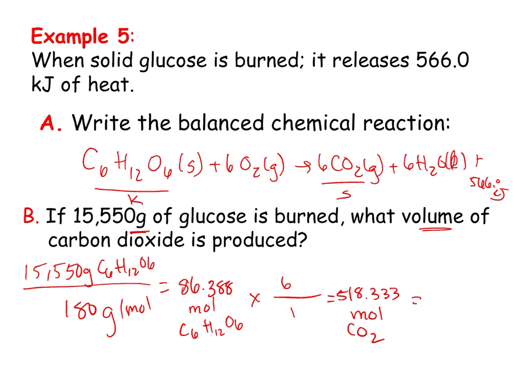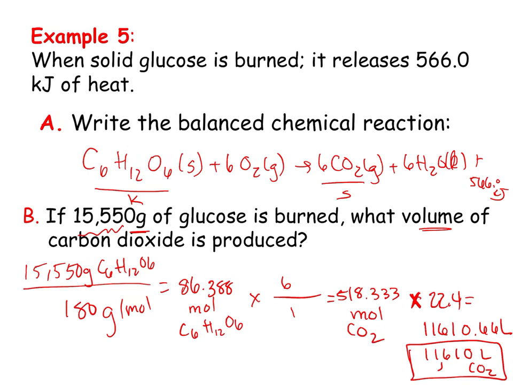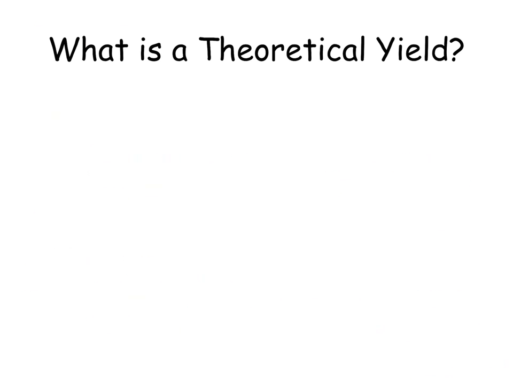Now I need to go to volume, so I'm going to multiply by the molar volume. And so I would get 11610.6 repeating. And that would be liters. That's a lot. So let's figure out sig figs. Because I've got 4 sig figs, 11610, and that's it. Liters of CO2. So with a mixed problem, you just get there. You just follow your mole map. Okay, not too bad.